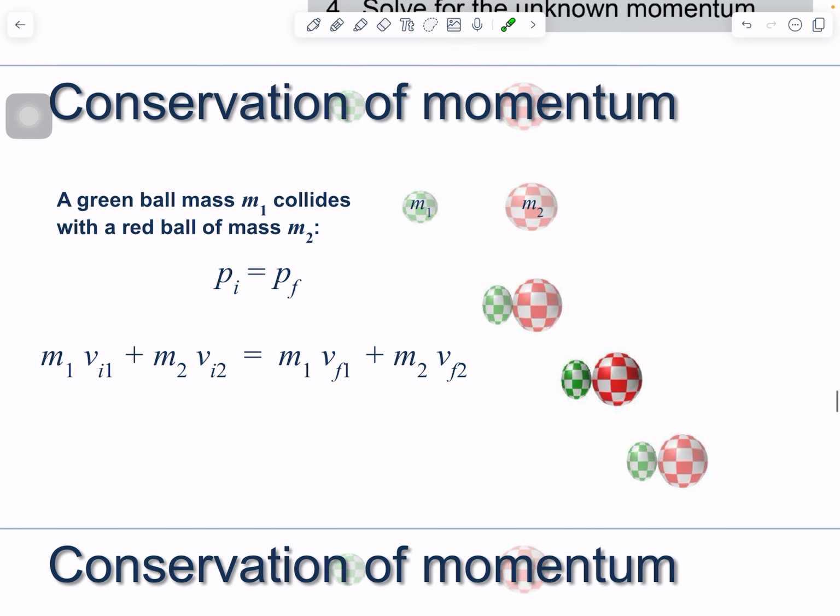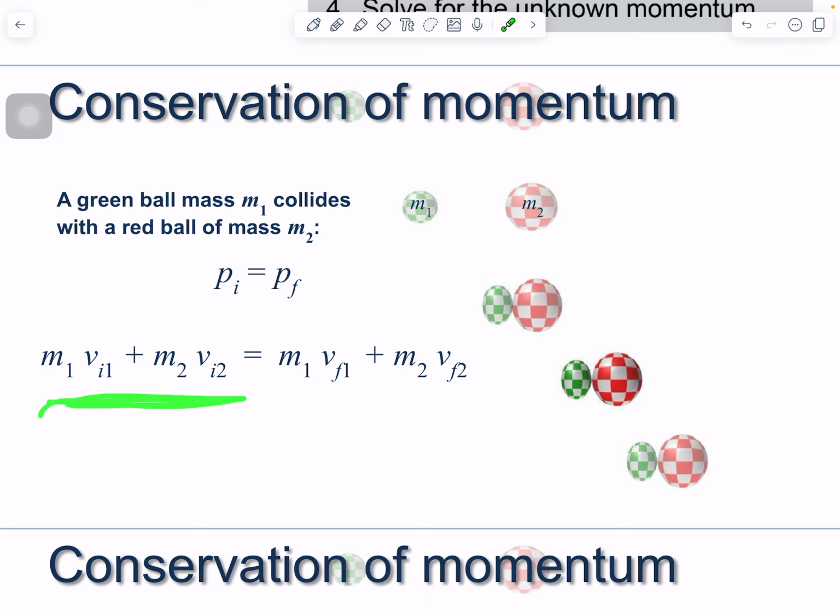So let's do an example. I've got a green ball, M1, collides with a red ball of mass M2, and we know that total initial equals total final. And so we're just going to do the equation. Now this is the 3rd or 4th time you've seen this equation, and several of you look at me blankly when I ask you about it. So you might want to write this down or reference it so that you don't forget this equation, because I'm not going to tell you what the equation is. You need to put it in your notes.